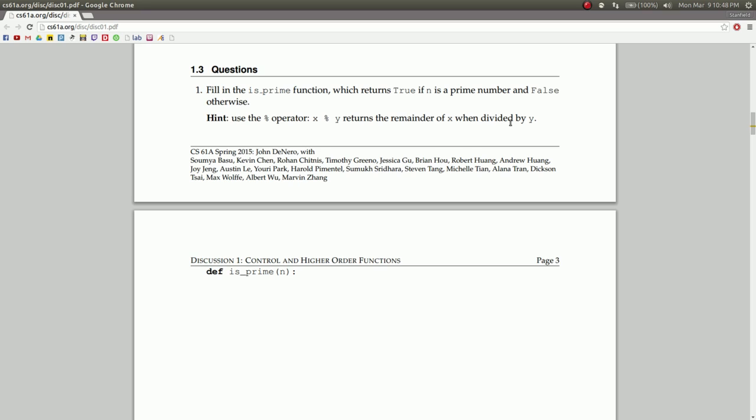So what is a prime number? I'm sure that we all know that a prime number is a number that has exactly two factors. So 11 would be a prime number, but 4 wouldn't be a prime number, because 11 has factors 1 and 11, and 4 has factors 1, 2, and 4.